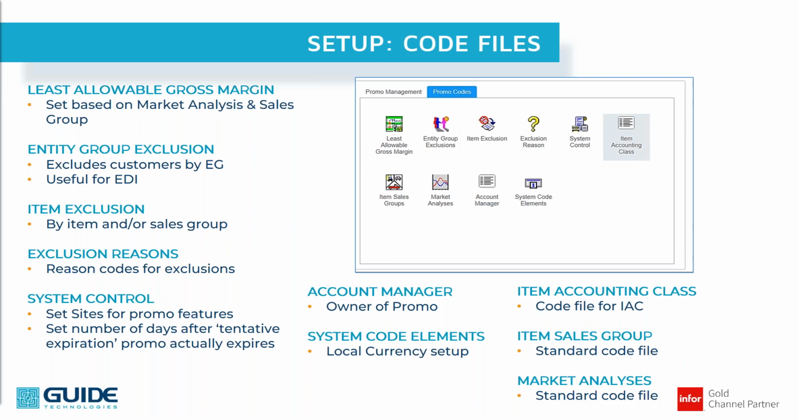We also draw on the standard last 3 bullet points. These are standard code files. These are ones that we're just simply adding into this area, can be managed from here or can be managed from wherever you have them being shown in your system today. Item accounting class, item sales group, and market analysis. And you'll see how those are used as we go through the creation of a promotion.